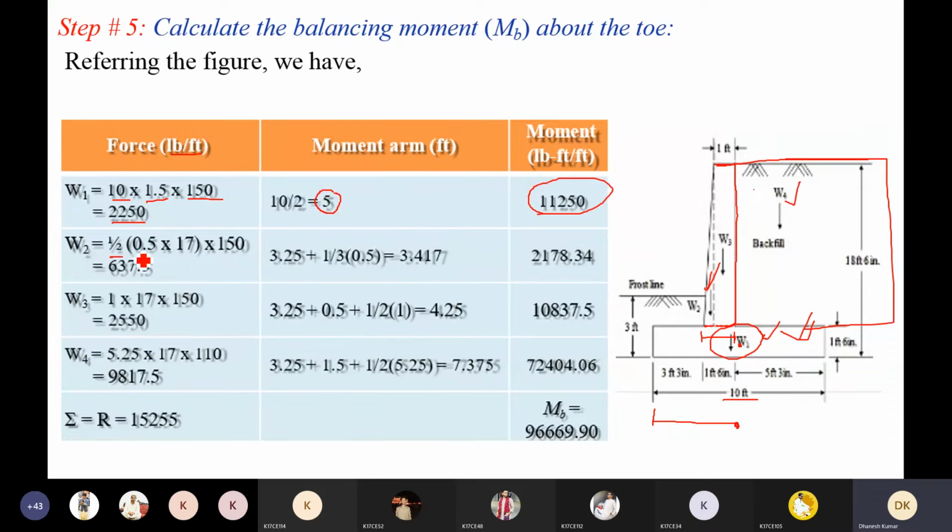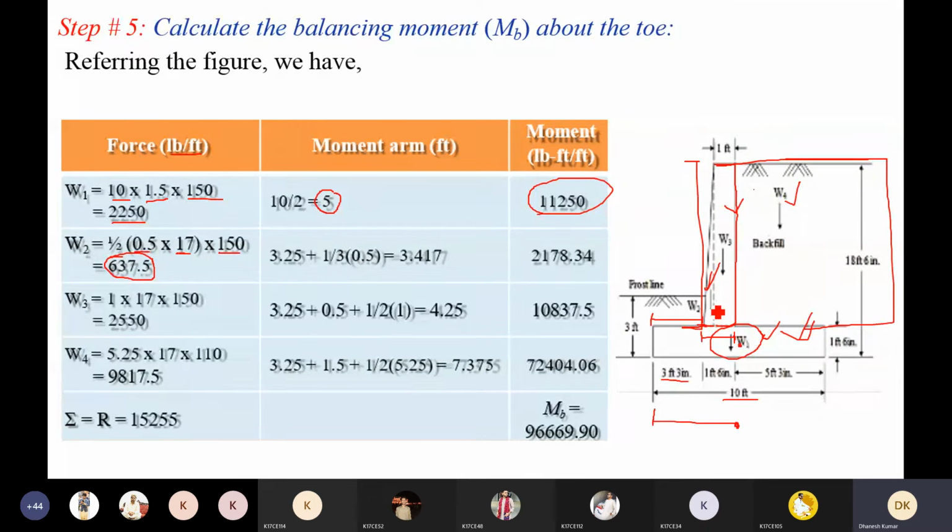So 5 inches, then multiplying with 17, because the height of the stem from here to here is 17 foot. Again multiplying with 150 because this is the stem and this is concrete. So 150, and our total force comes out to be 637.5. Again you have to calculate the moment arm from this toe. From here to here is the length of 3 foot 3 inch.